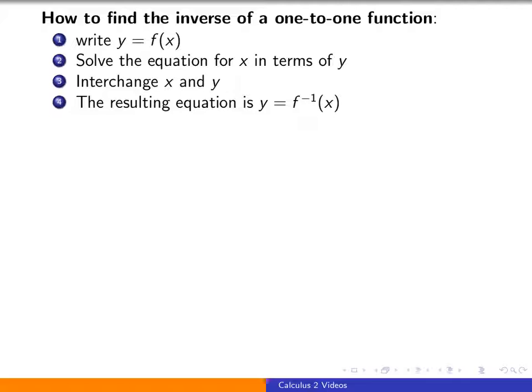So to summarize, from a more procedural perspective, if you would like to find the inverse of a one-to-one function, the one-to-one is important here. You should know that the function has an inverse before you start trying to find it. You write y equals a function, and just like we did previously, you solve for x in terms of y, interchange the x and the y, and once you've interchanged them, the resulting equation is f inverse.